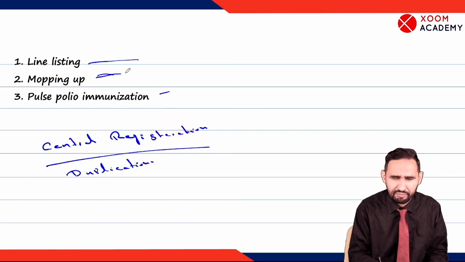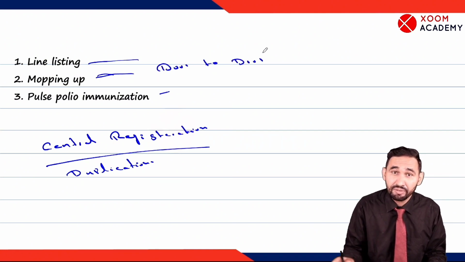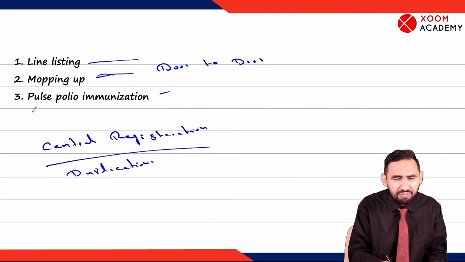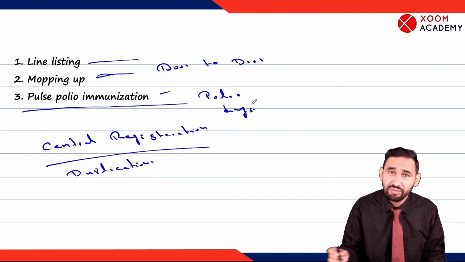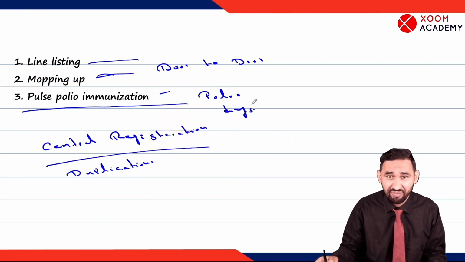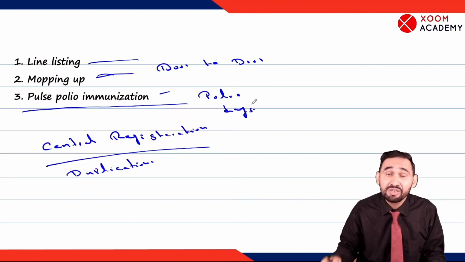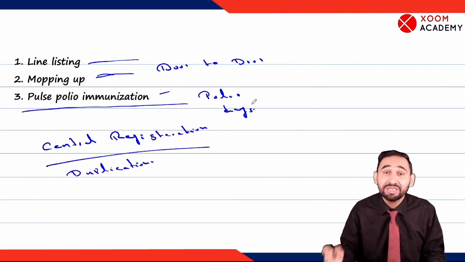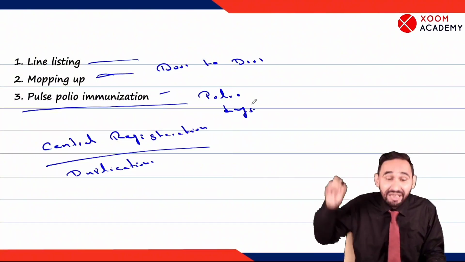Mopping up. Door to door immunization. Polio teams go door to door and immunize the children. Pulse polio immunization. Polio days. Polio days are celebrated at government level. Every year there are few polio days. Aim is to eradicate polio from Pakistan. Aim is to vaccinate every child. Aim is to achieve herd immunity. Aim is to achieve polio free Pakistan. So these days are celebrated.